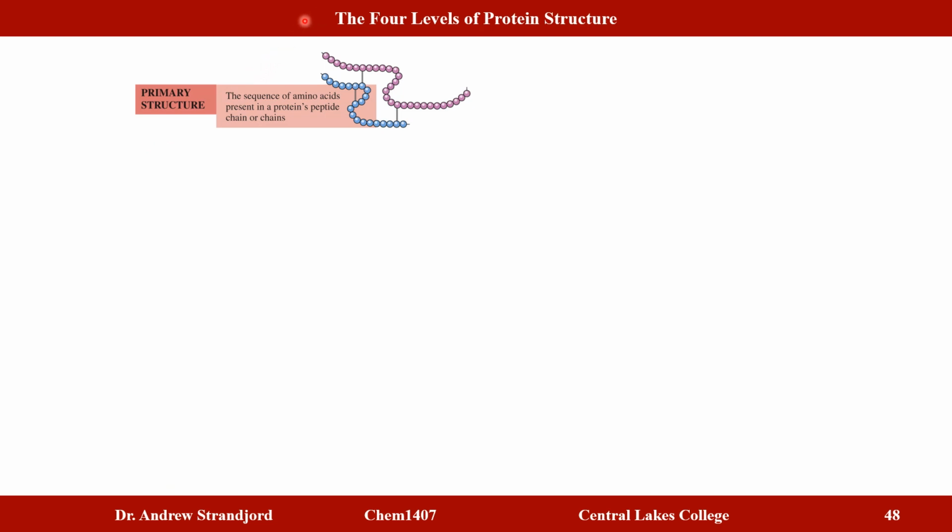Let's now review the 4 different levels of protein structure, starting with the primary structure. So the primary structure is the sequence of amino acids present in a protein's peptide chain, or in this diagram, I see 2 chains here. Those amino acids all have in common an alpha carbon in which there is a carboxyl group attached to that carbon, an amino group attached to that carbon, a hydrogen attached to that carbon, and this side chain attached to it, represented here by R.